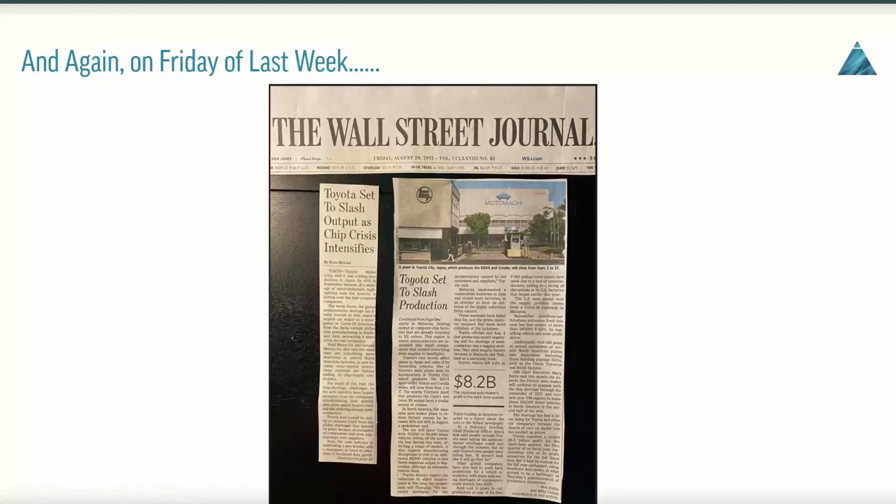And at the same time, I recalled reading an article in the Wall Street Journal on Friday of last week where it said that Toyota is set to slash output as the chip crisis intensifies, right? So Toyota is going to slash production. So we've got the world's largest automakers basically all citing that this chip crisis is intensifying. At the same time, we have the industry experts pushing back the chip shortage forecast into 2023. At the same time, I'm seeing billings increase 50%. So we can't even catch up even with a 50% output increase on the billing side year over year.